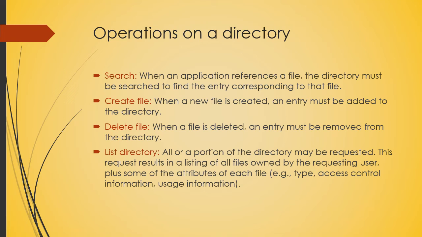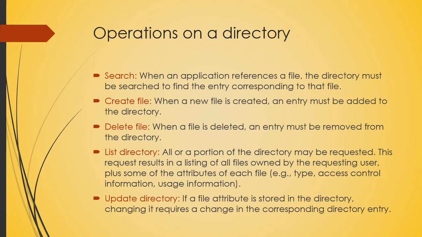This request results in a listing of all files owned by the requesting user plus some of the attributes of each file, for example, type, access control information, usage information. Update directory. If a file attribute is stored in the directory, changing it requires a change in the corresponding directory entry.